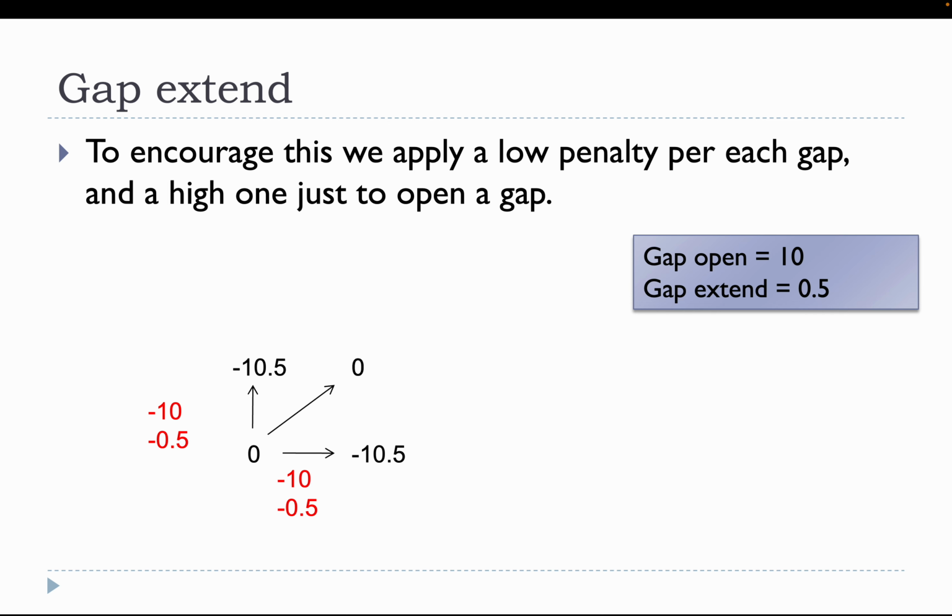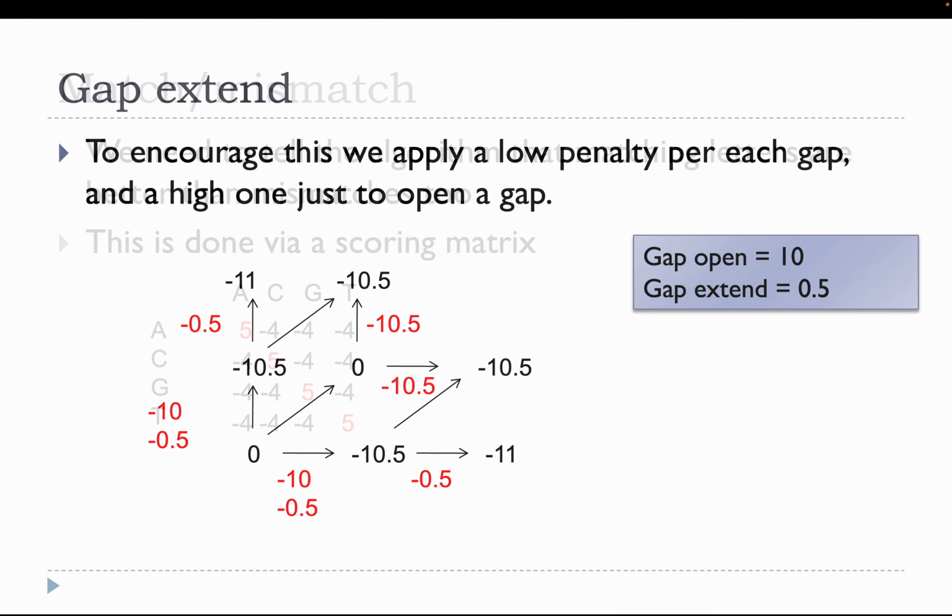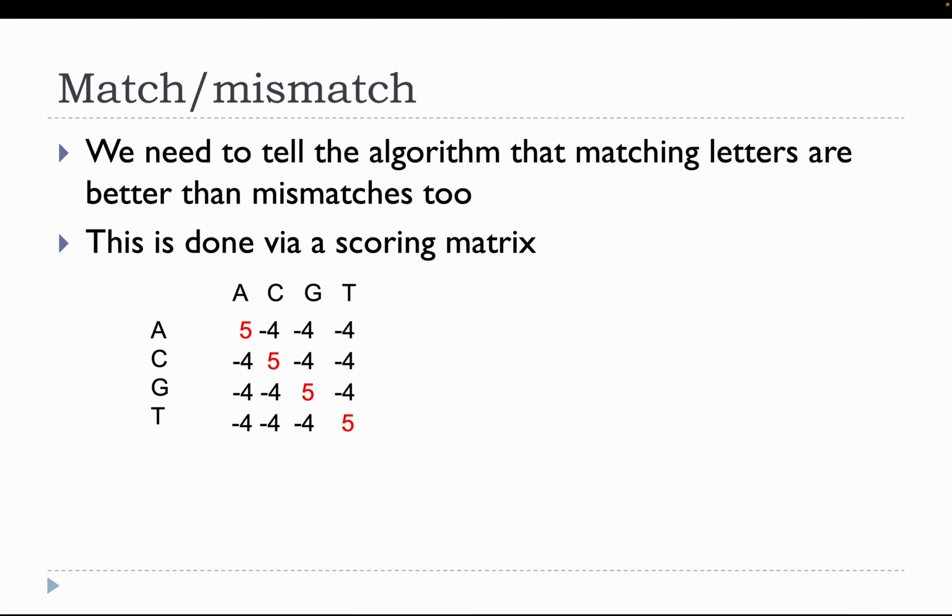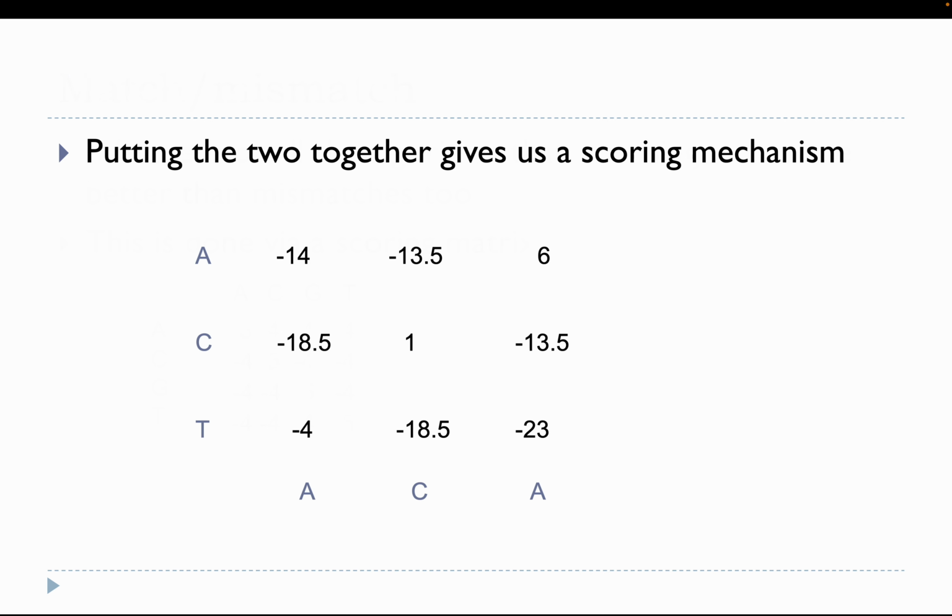And so what you do is you apply a low penalty for extending a gap, but a high one to open the gap. So opening the gap, you say, no, we'll penalise you for that. But once you've got that gap, we'll allow that gap to grow a bit more. You also need an algorithm that scores matching letters as better than mismatches, and you have a scoring matrix, and I'll say more about that in a minute. Then you put the two together and you end up with a scoring mechanism.